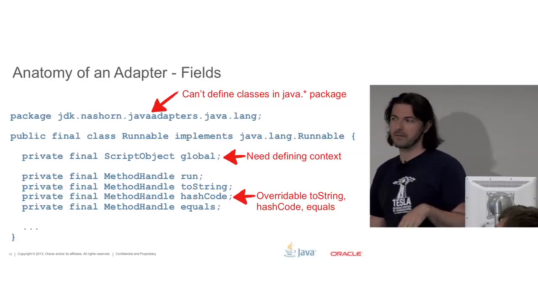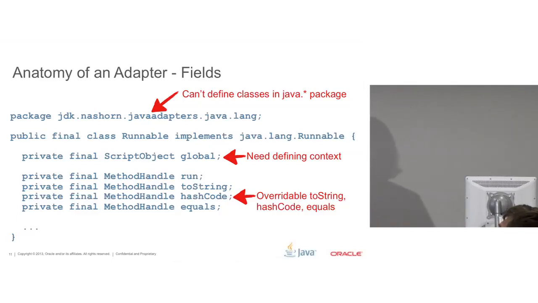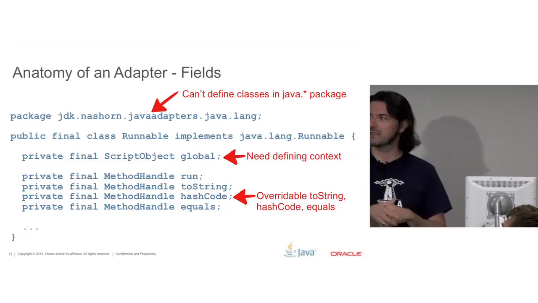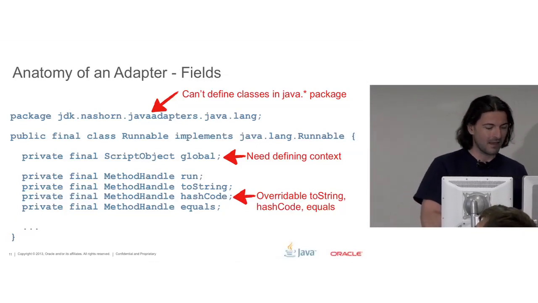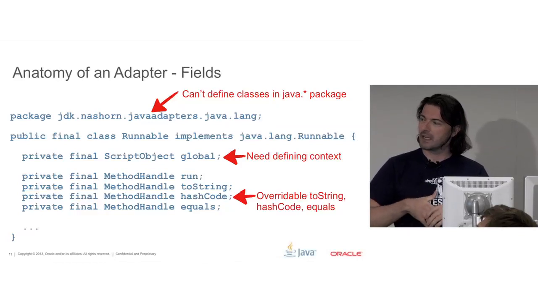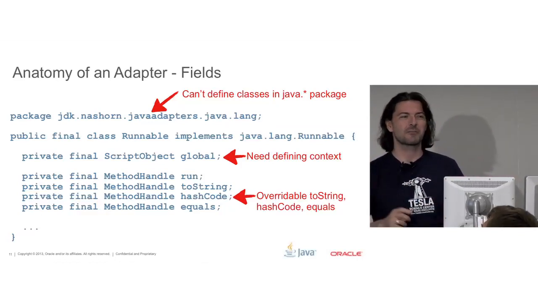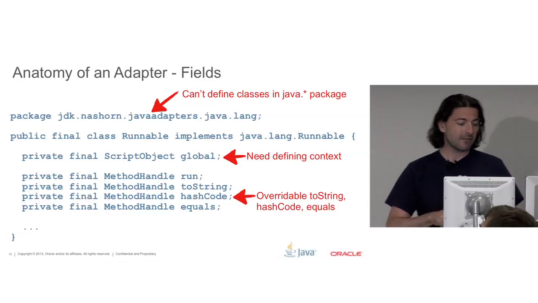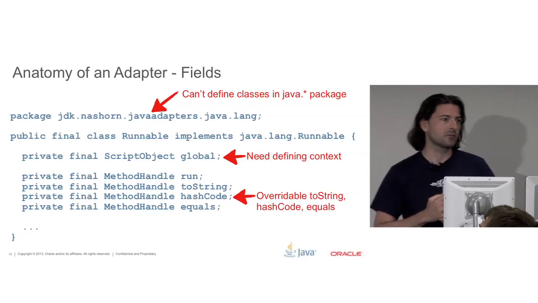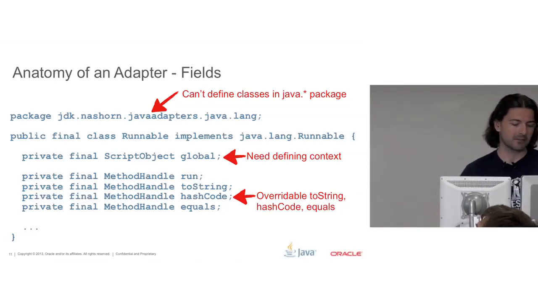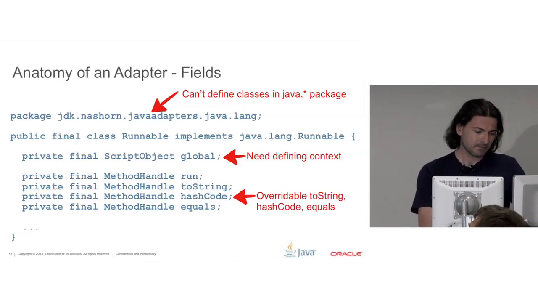So first thing is the package. We normally try to define the adapter class in the same package where the interface being implemented or class being adapted lives, except that you cannot define things in the java.lang and the associated packages. So in that case, we just define it in some internal package. We have a field for the defining global context for JavaScript. This is language specific. You might need it, you might not, we need it. And then you have a method handle for all the methods that can be implemented. Interestingly, for interfaces, we will allow overriding of toString, hashCode and equals as well. So aside from a field for a method handle for run, you have toString, hashCode and equals here.